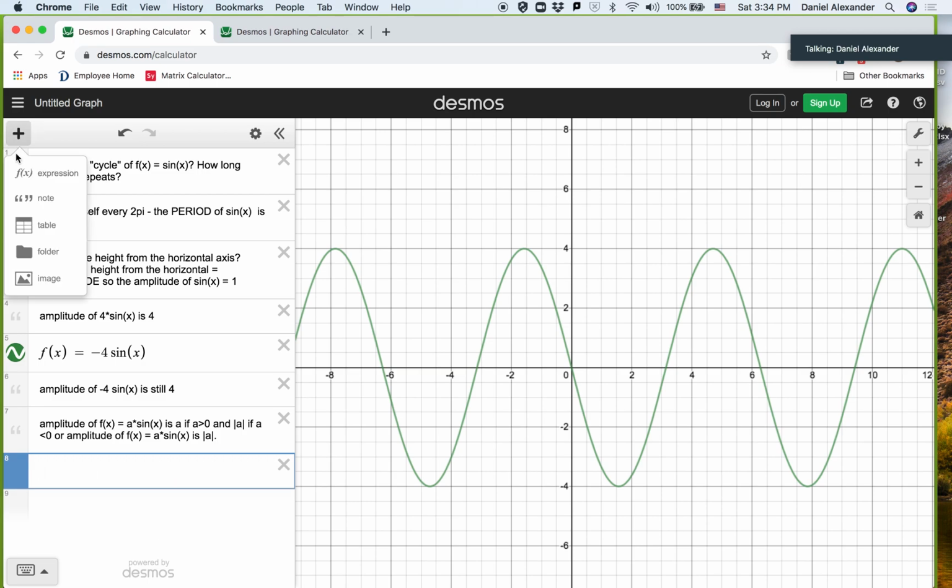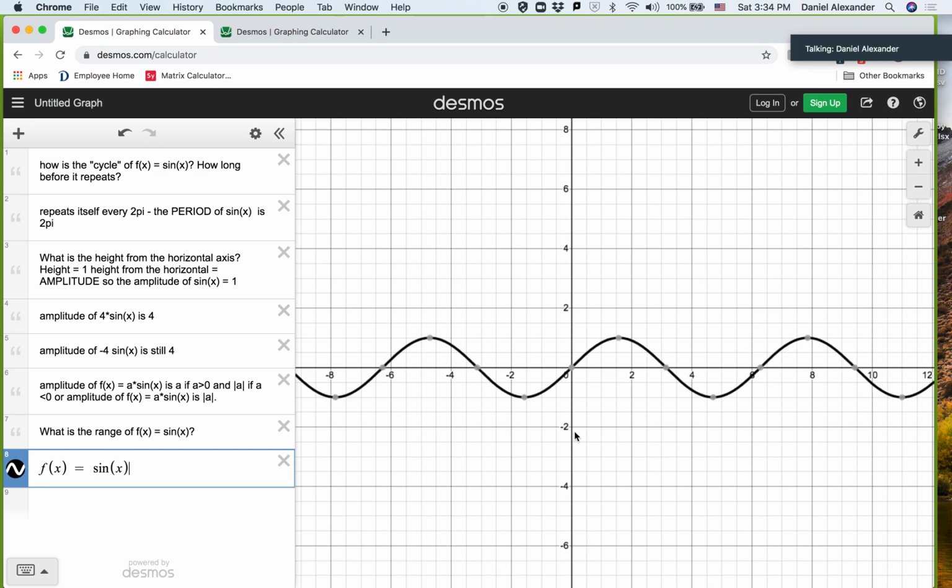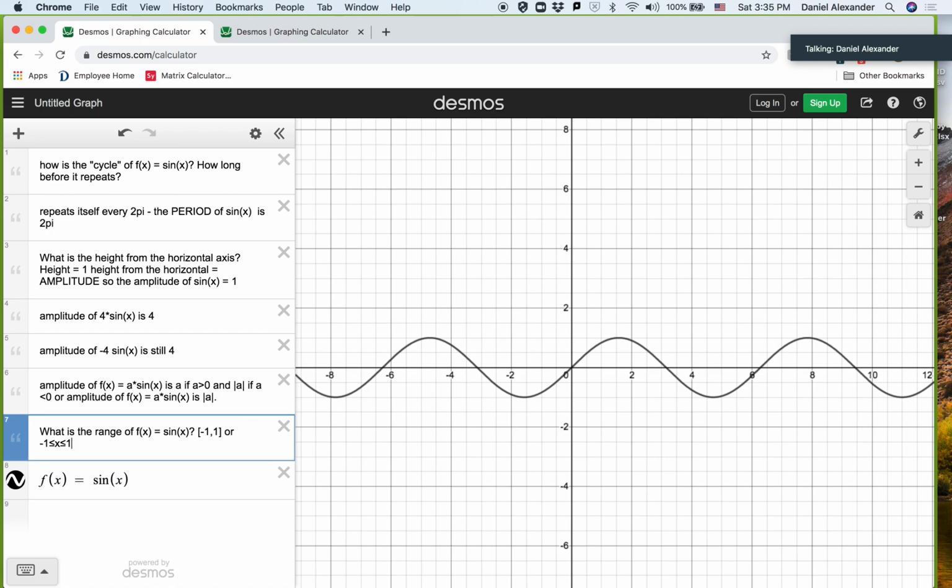So let's go back to this one. What is the range of f of x equaling sine, just plain old sine x? So we're going to change our graph, turn this graph off, and down here I'll just put f of x equals sine x. You can see the range is between the tallest, which is 1, and the smallest, which is minus 1. So the range is going to be, you can either say this interval minus 1 to 1, or you can say minus 1 less than or equal to x, less than or equal to 1. Either one is fine.